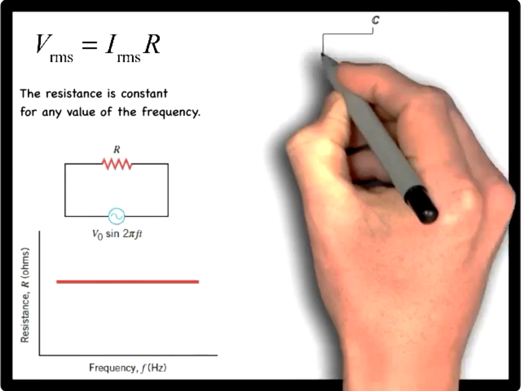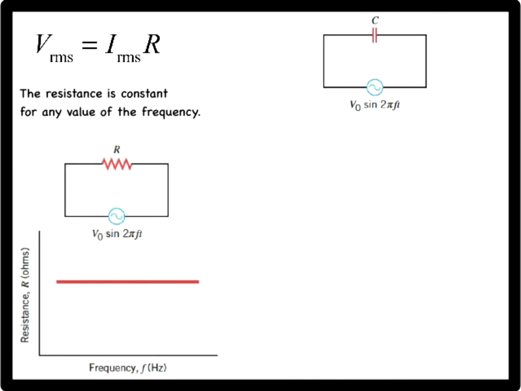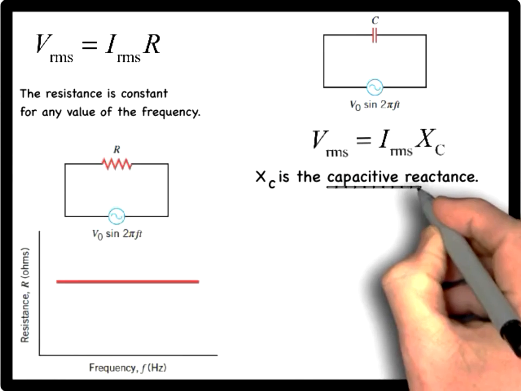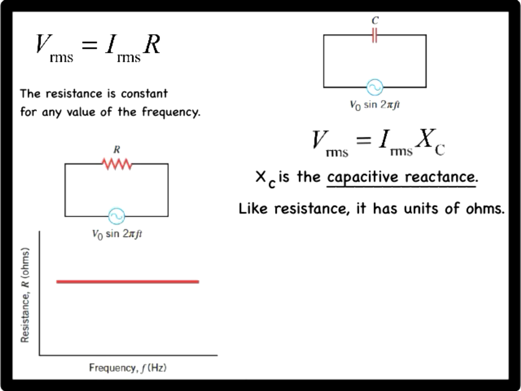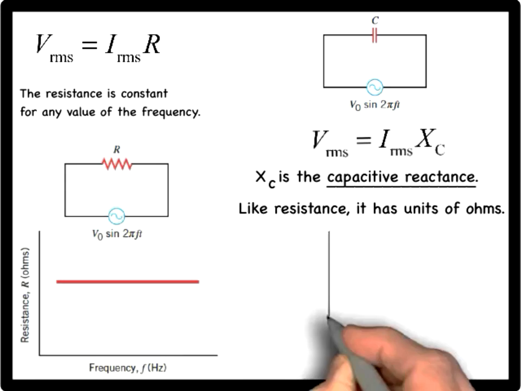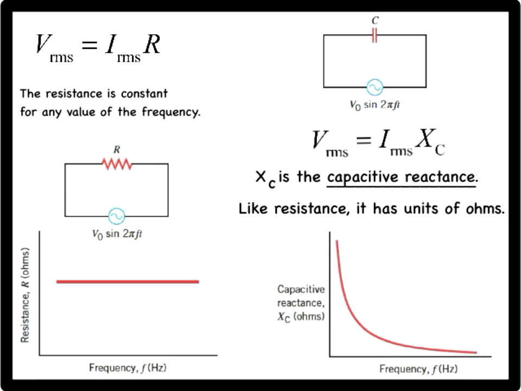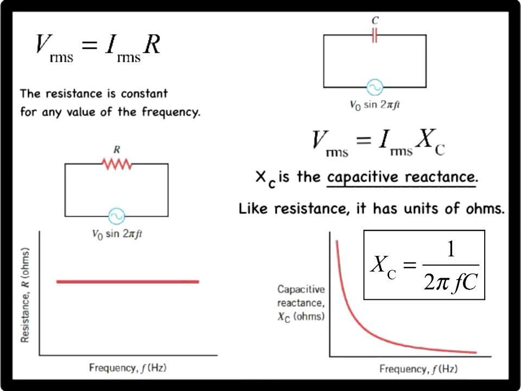Now consider a purely capacitive circuit, where a single capacitor is connected to an AC power source. The RMS voltage and current are still proportional to each other, but in Ohm's law, the resistance is now replaced by a quantity known as the capacitive reactance. The capacitive reactance, like resistance, is measured in ohms, and it determines how much RMS current exists in a capacitor in response to a given RMS voltage across it.